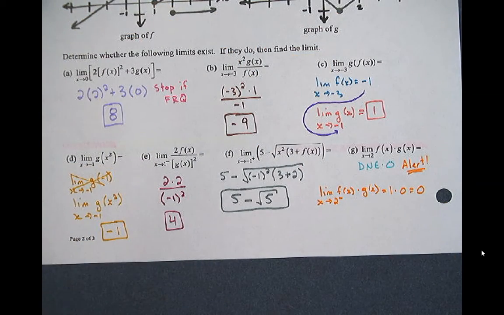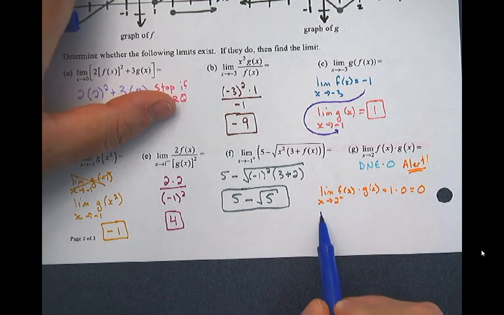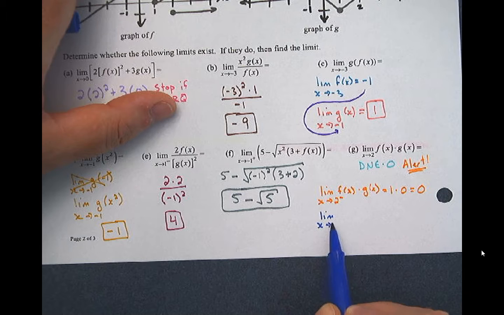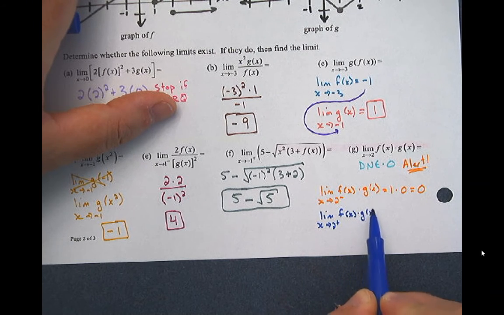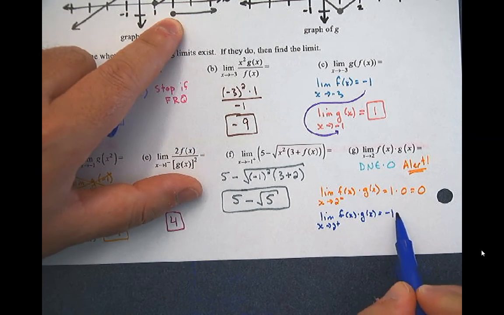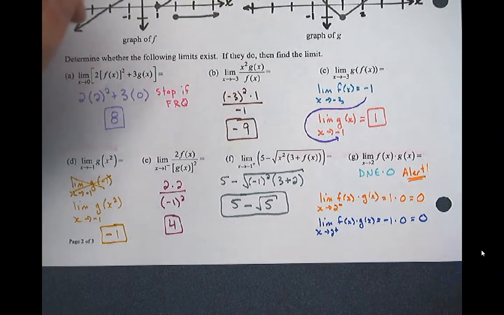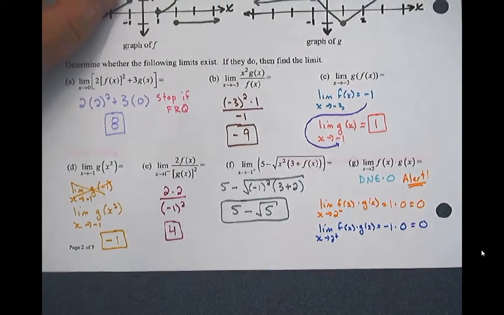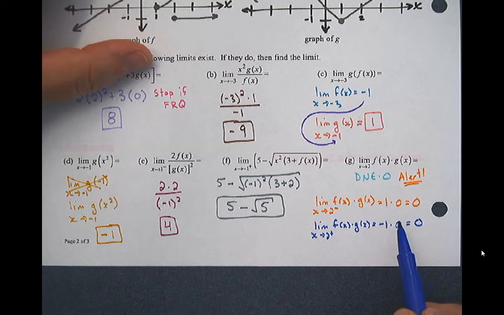Then we're going to try it from the other side. The limit as x approaches 2 from the right, f of x times g of x. As we approach 2 from the right would be negative 1 times 0, which would be 0? Wait a minute. I'm going to have to do some more work on that one to see if that's true.